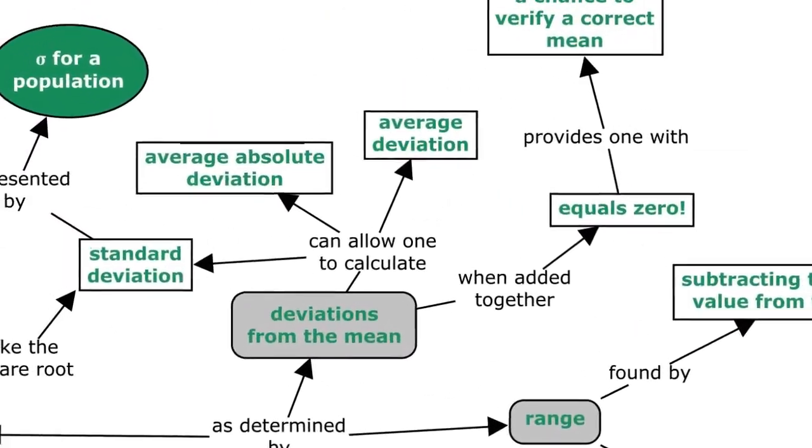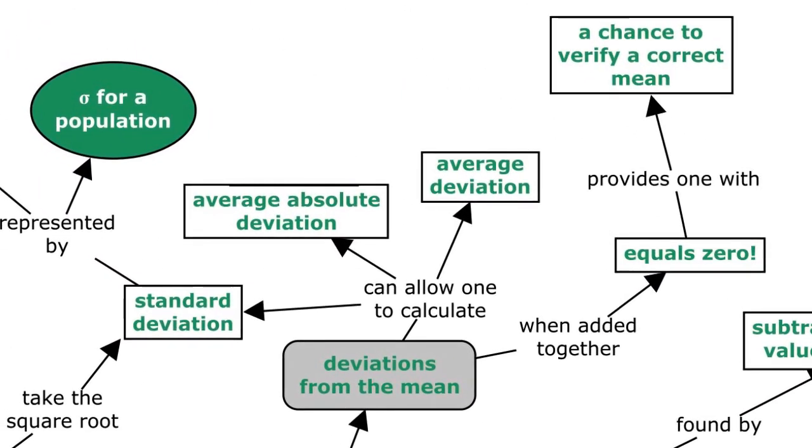We can also look at how all of the values in our distribution deviate from the mean. This, as it happens, is not particularly useful to us because in adding up all the deviations, we find that the value equals 0. Although this is not going to tell us how our distribution is spread out or varies, it will tell us if our mean has been calculated correctly.